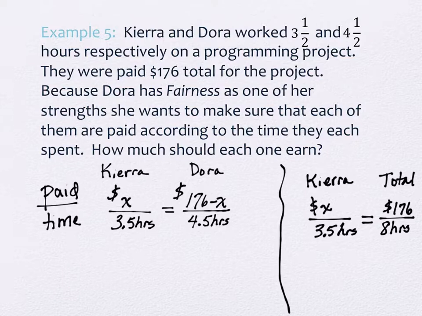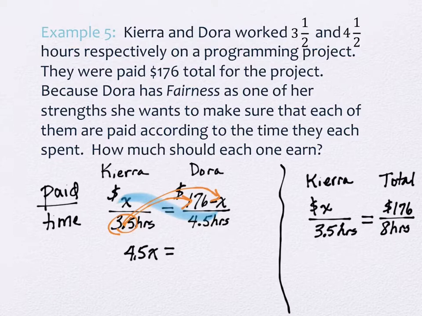Let's finish it just so you can see how it works that way, and then we can compare it to the other one. I feel like this is the more natural way of comparing them, Kiera to Dora, but the algebra isn't as nice to work with on this one. So it kind of just depends on how you think and see the problem. All right, so if I cross multiply, my first one is going to be 4.5X. And then on this side, I have to make sure that I multiply the 3.5 times the 176 and the 3.5 times the negative X.